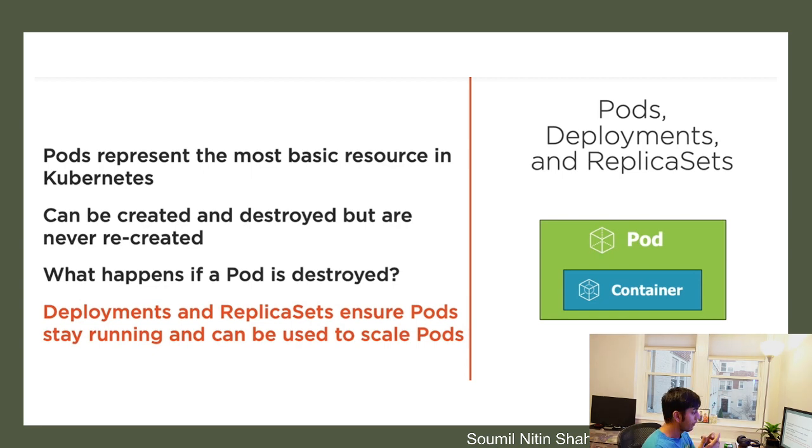Excuse me, sorry, I've been talking for a long time. So as I said, it's one of the most basic resources. It can be created and destroyed, but can never be recreated. So we can create and destroy pods, but we cannot recreate them. What happens if the pod is destroyed? Well, it's gone. So deployments and replica sets ensure that the pods stay running and can be used to scale the pods. In short, if a pod which has a container is destroyed for some reason, it would spin up a new one. That's the job of this guy.